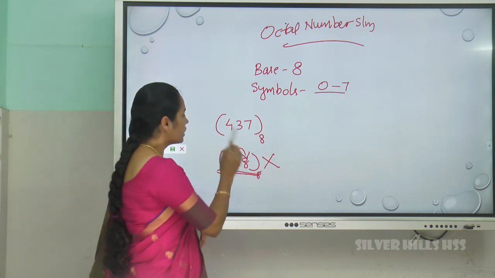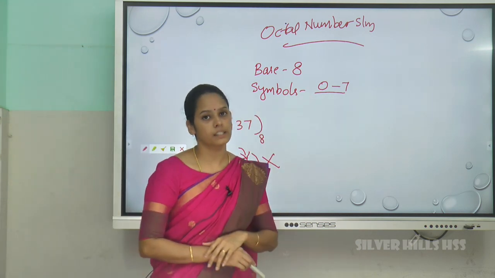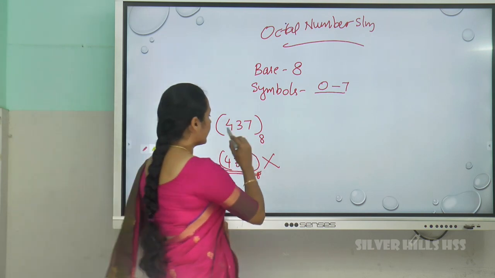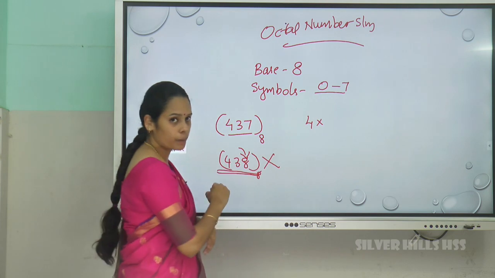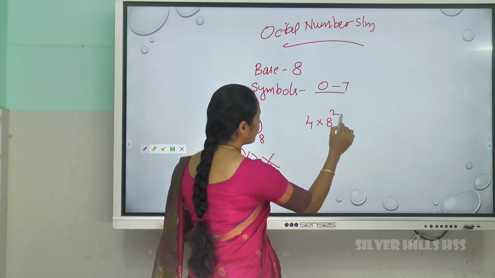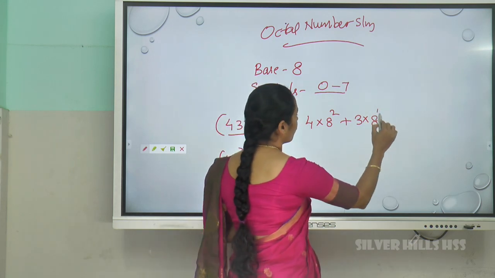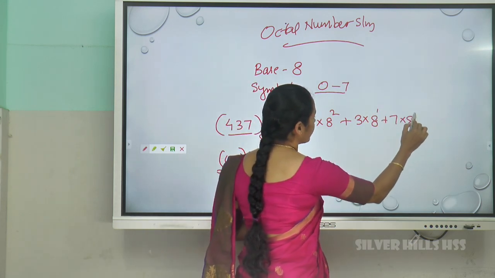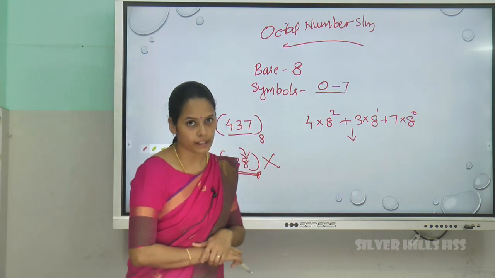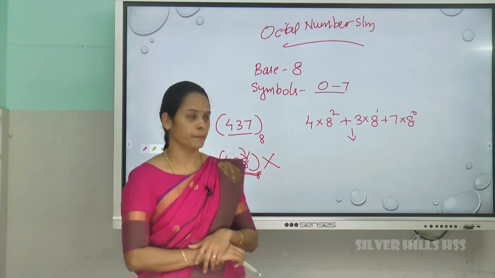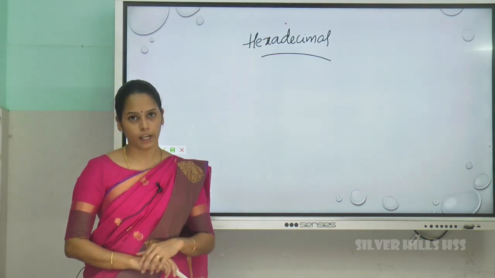So this is wrong. We can represent any number using the symbols 0 to 7 in the octal number system. We can take this example, and I can represent the position of this number in the form of 4 into 8 raised to 2 plus 3 into 8 raised to 1 plus 7 into 8 raised to 0. We use this to convert the octal number to the decimal number system, which you will study later.